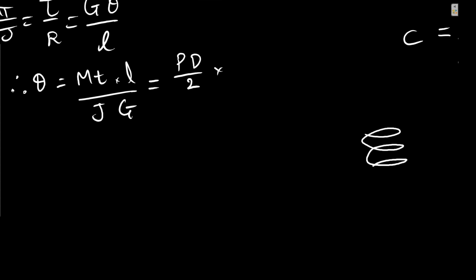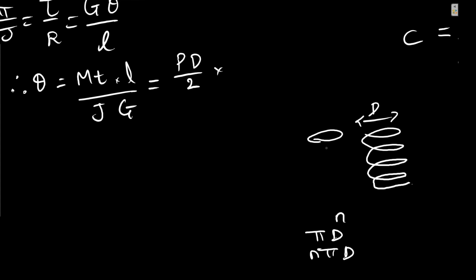As I had just drawn a simple helical spring, as you can notice over here, the spring is a combination of a number of turns of the rod, and the number of turns can be represented by small n, and the diameter of the entire spring can be represented by capital D. Circumference of a circle is given by pi times D. We can say that the entire length of the spring is nothing but the number of rings times the circumference of a single ring.